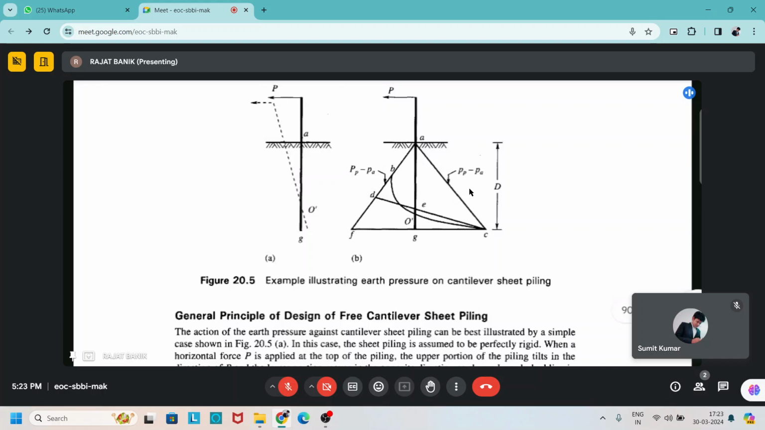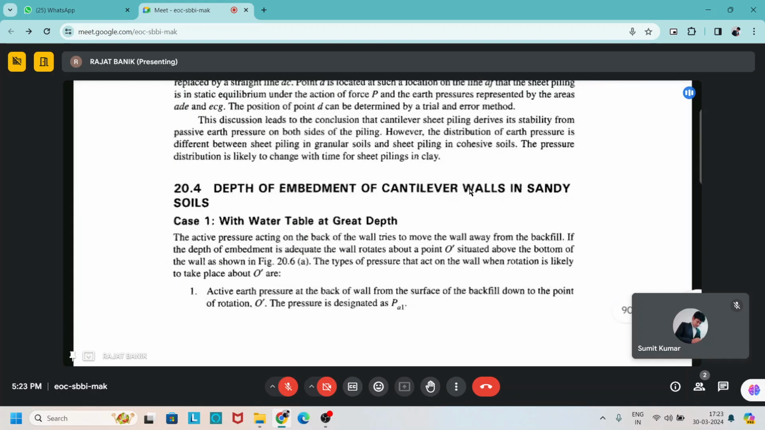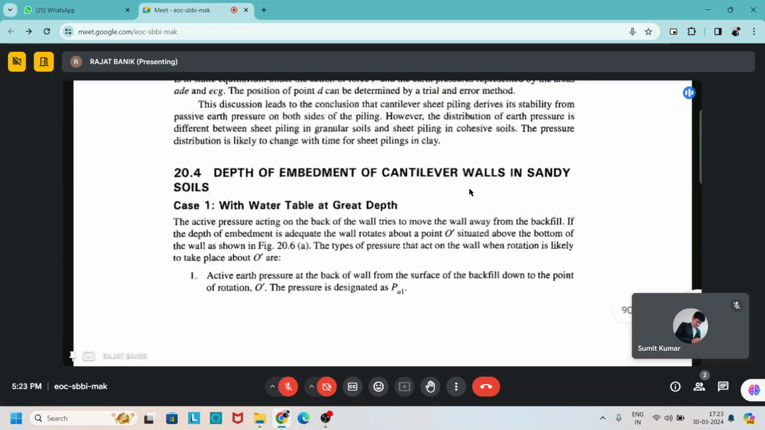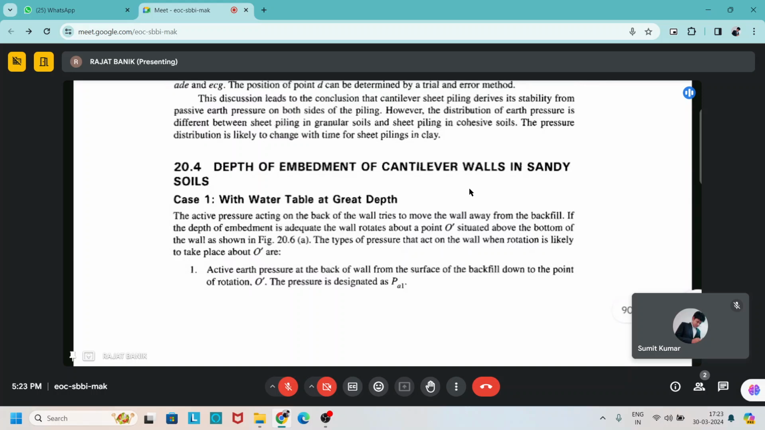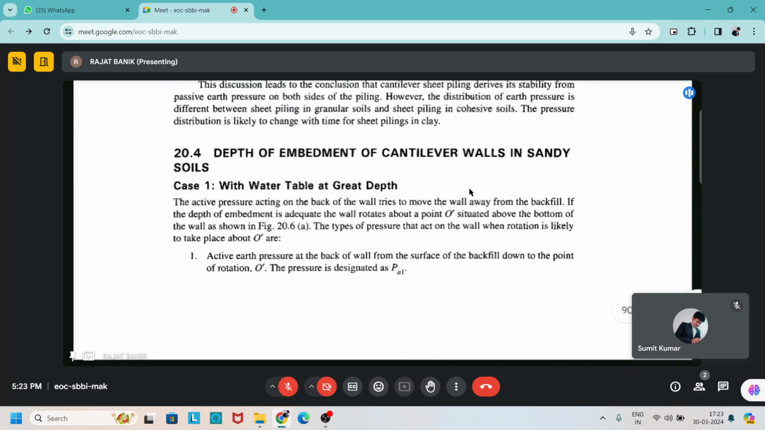Now different conditions should be applied to find out the capacity of the cantilever sheet pile. First is the depth of embedment of cantilever walls in sandy soil. Case one is with the water table at a greater depth, so there is no consideration of the water table.